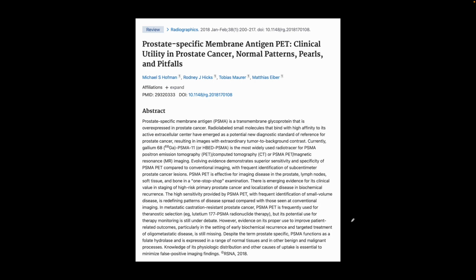And here is an article on prostate-specific membrane antigen PET, clinical utility in prostate cancer, normal patterns, pearls, and pitfalls. So a good article from Radiographics.